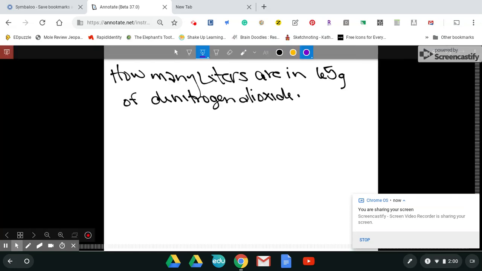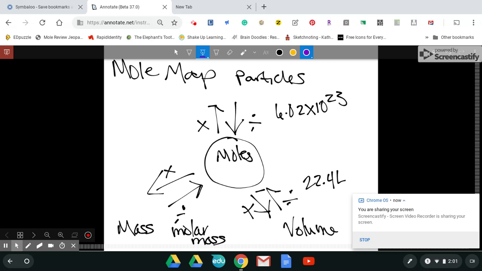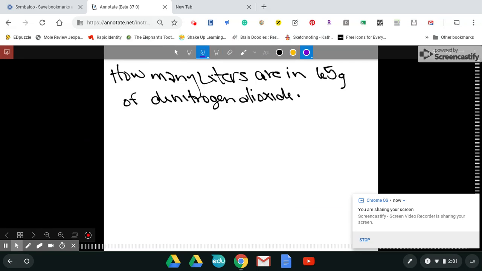All right, let's look at another one. Let's look at liters. So I'm going to go back and look at our mole map. Notice that I can't go from mass to volume. I have to go into moles before I go to volume, or if I'm in volume, I've got to go into moles before I get to mass. So this is going to be like a 2-step problem. All right, so you got to remember, if I'm going into moles, I divide. If I'm coming out of moles, I multiply.